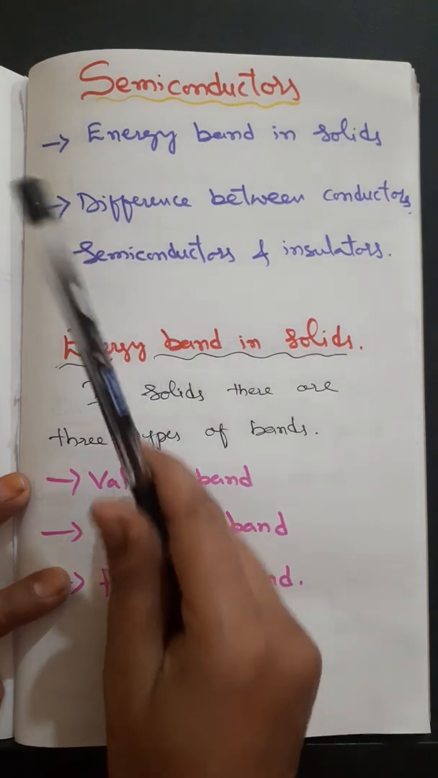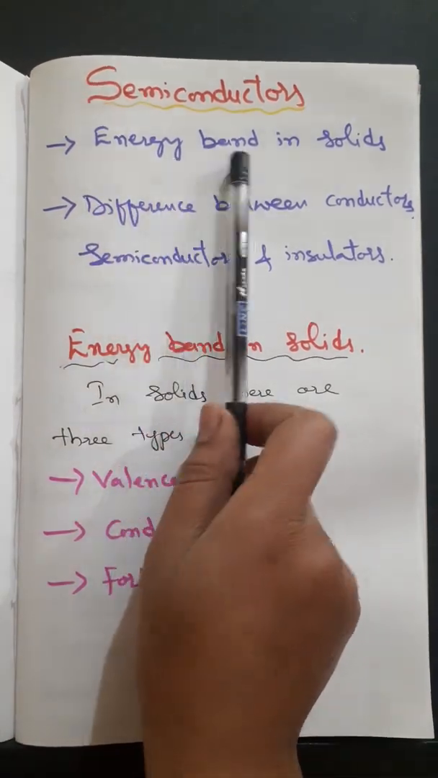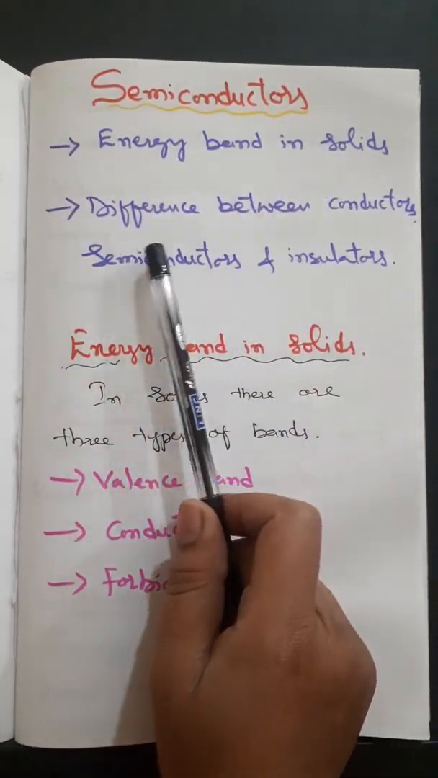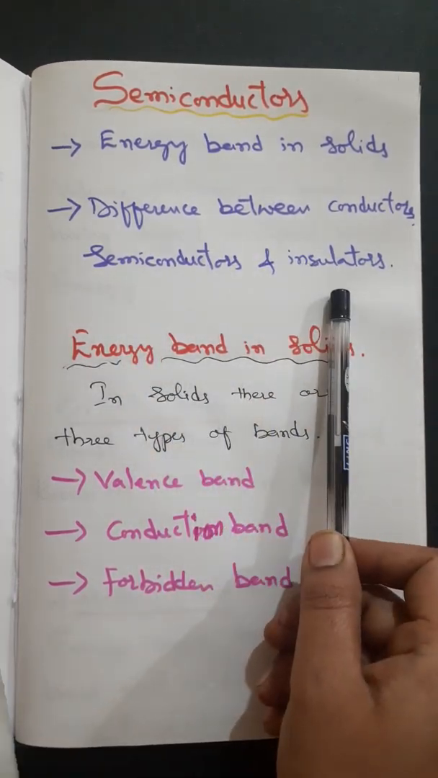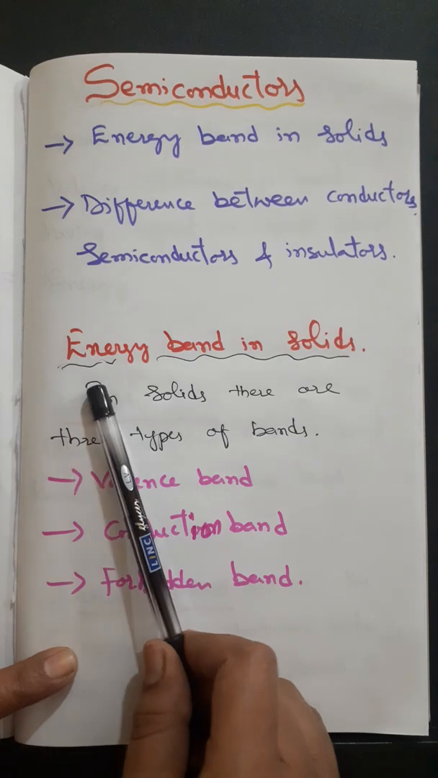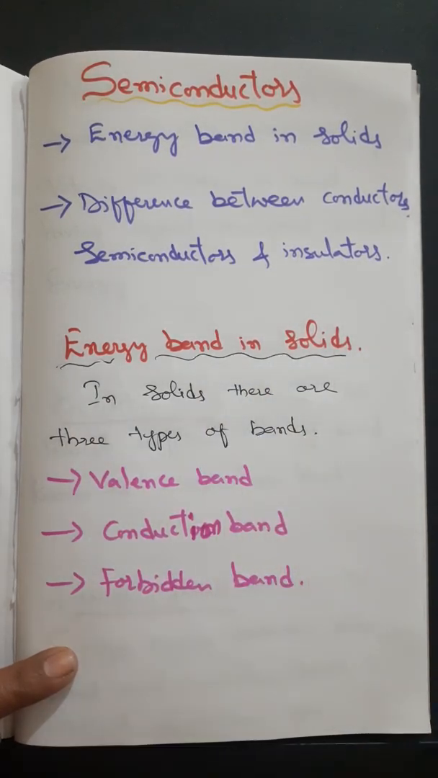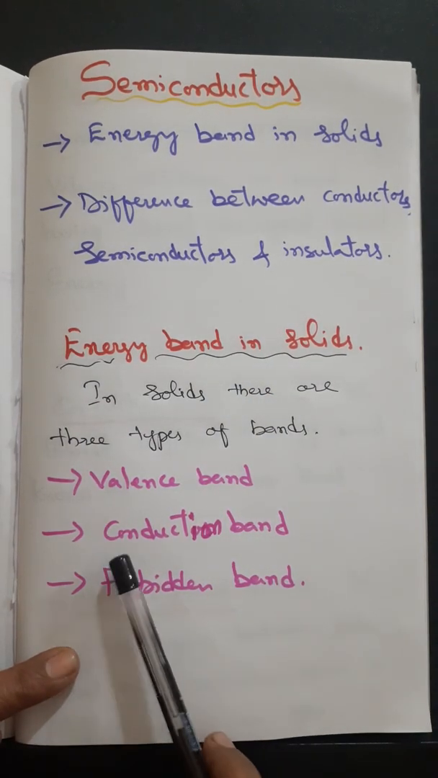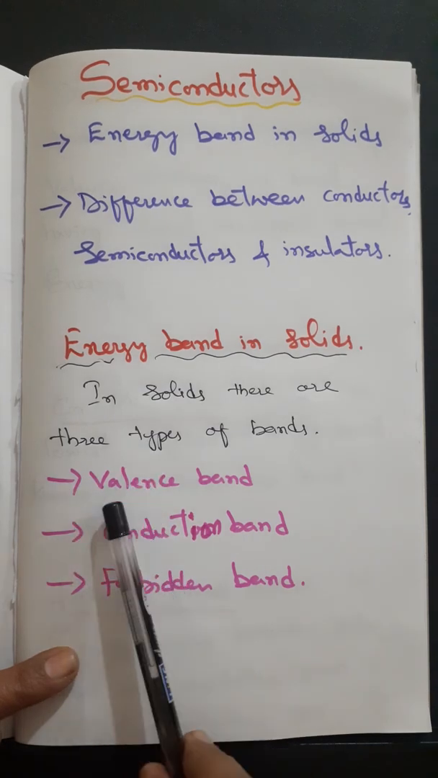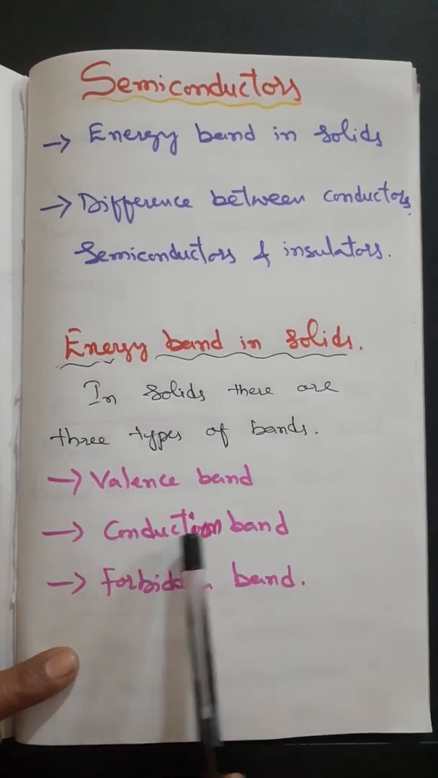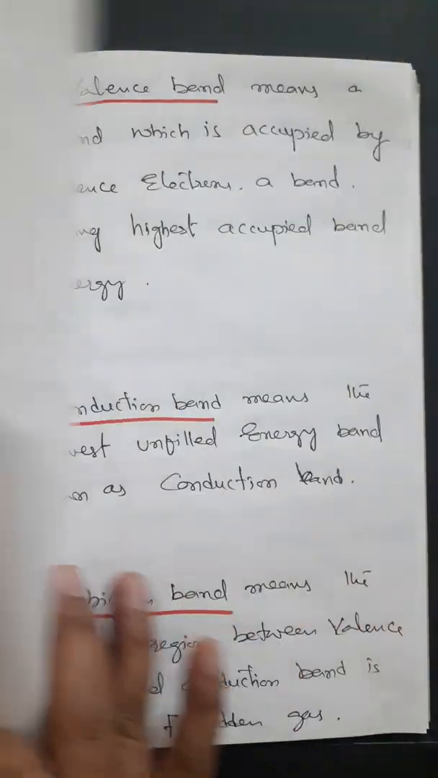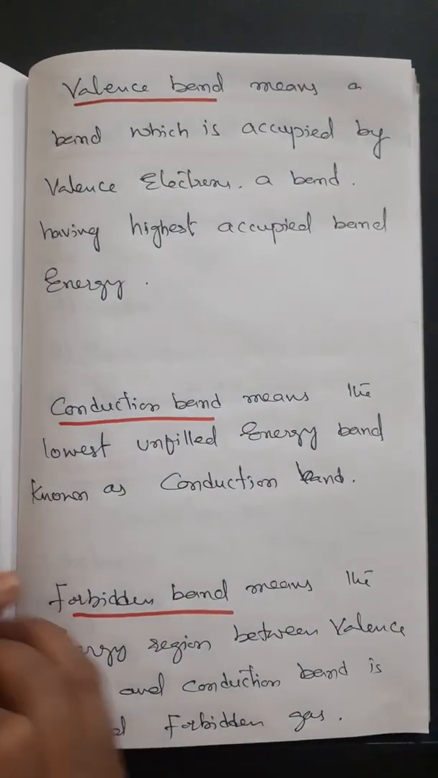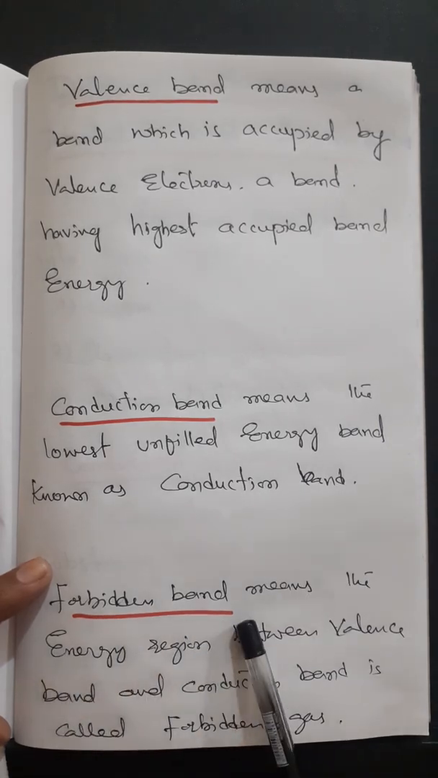In this topic, first of all, we are going to talk about energy bands in solids and the difference between conductors, semiconductors and insulators. So come to the first point, that is energy bands in solids. In any solid there are three types of bands. What are those? That is valence band, conduction band and forbidden band. I will give the definitions one by one: what is valence band, what is conduction band and what is forbidden band.